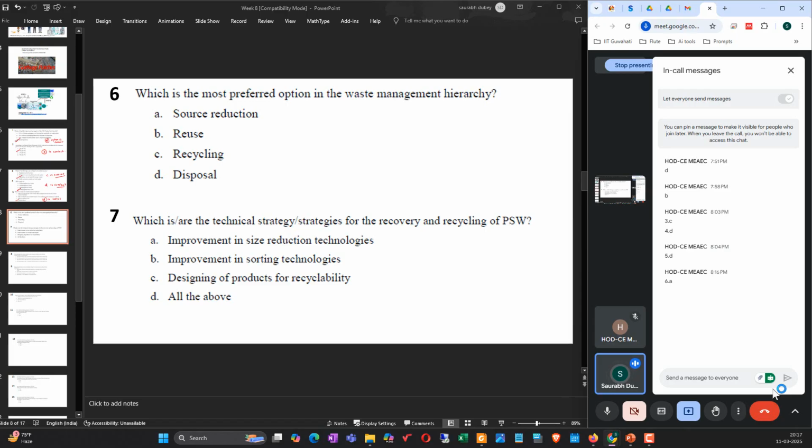Now the seventh one also you can attempt, which is the technical strategies for recovery and recycling of the PSW, plastics. Option A is improvements in size reduction technologies. Option B is improvements in sorting technologies. Option C is designing of products for recyclability, and option D is all of the above. So seventh D, ma'am, is attempting.